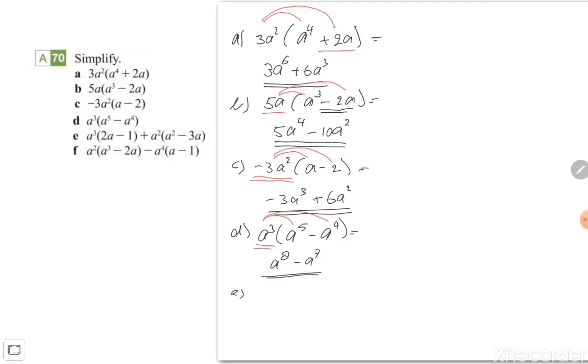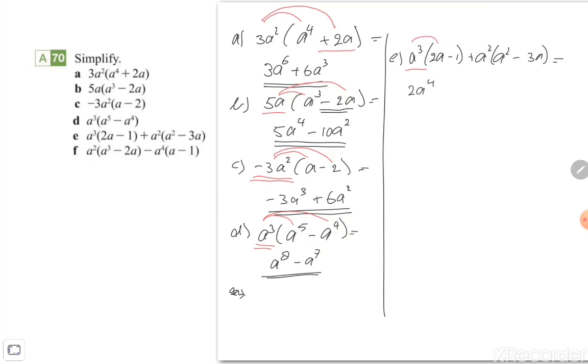Exercise E. I'm gonna do exercise E over here and have more space. A to the power of 3 multiplying with 2a minus 1 plus a squared multiplying with a squared minus 3a. Alright, so in one assignment, 2 brackets. Let me do the first one. A to the power of 3 times 2a is 2a to the power of 4. Then a to the power of 3 multiplying with minus 1 is minus a to the power of 3. We do immediately the next one.